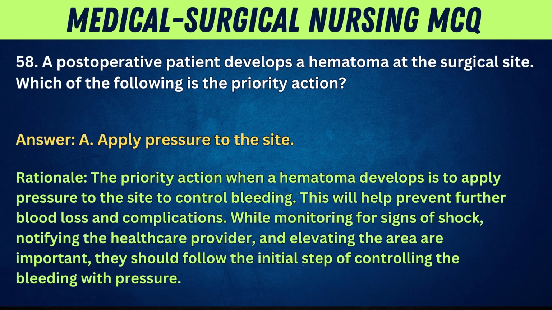Rationale. The priority action when a hematoma develops is to apply pressure to the site to control bleeding. This will help prevent further blood loss and complications. While monitoring for signs of shock, notifying the healthcare provider, and elevating the area are important, they should follow the initial step of controlling the bleeding with pressure.